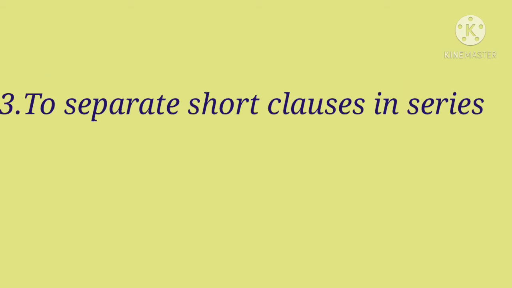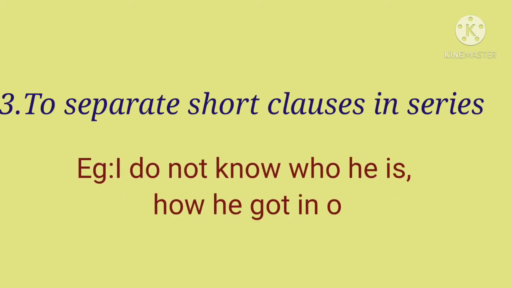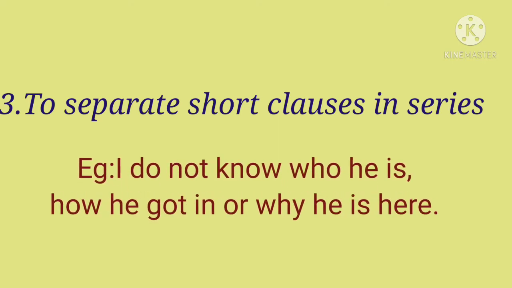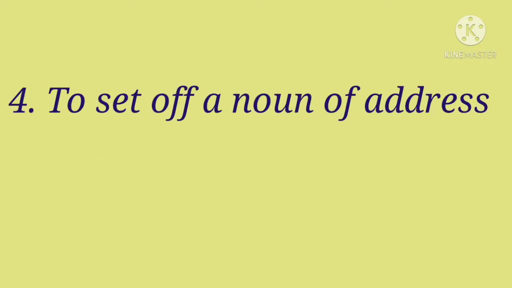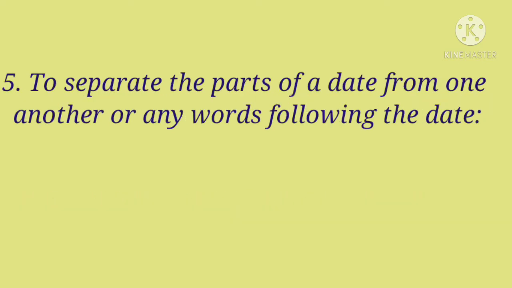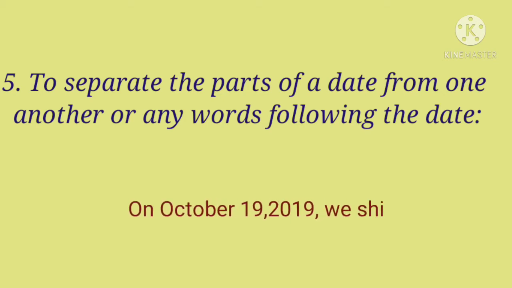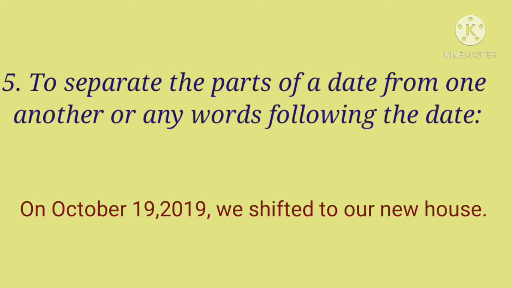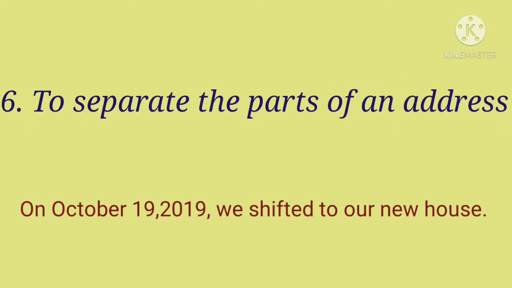Third, it is used to separate short clauses in series. For example, I do not know who he is, how he got in, or why he is here. Fourth, it is used to set off a noun of address. For example, mother, may I have something to eat? Fifth, it is used to separate the parts of a date from one another or any words following the date. For example, on October 19, 2019, we shifted to our new house.